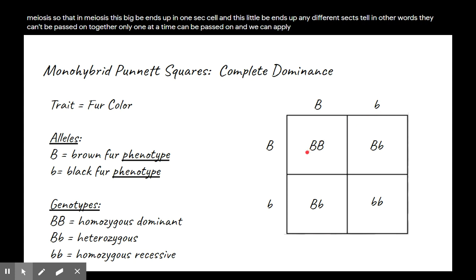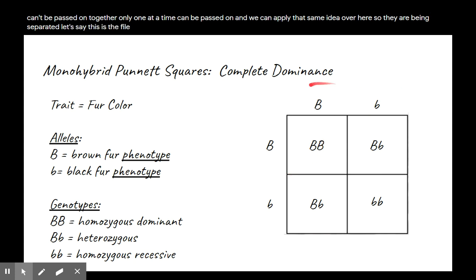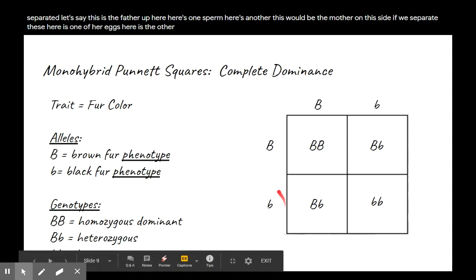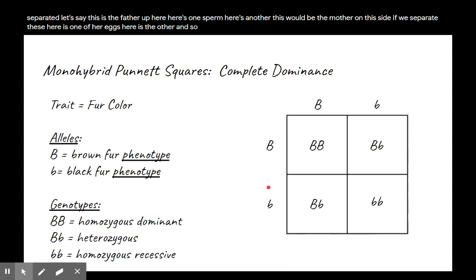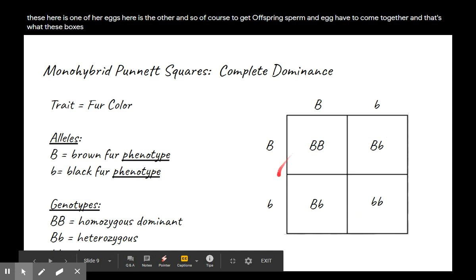And we can apply that same idea over here. So they are being separated. Let's say this is the father up here. Here's one sperm, here's another. This would be the mother on this side. If we separate these, here's one of her eggs, here is the other. And so, of course, to get offspring, sperm and egg have to come together, and that's what these boxes in the middle are going to represent.